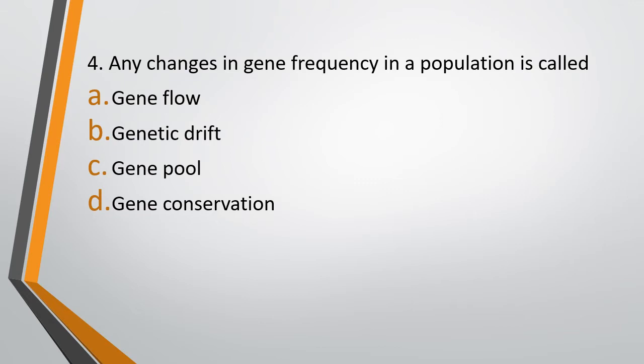Question 4. Any changes in gene frequency in a population is called as. Option A, gene flow, option B, genetic drift, option C, gene pool, or option D, gene conservation. The correct answer is option B, that is genetic drift.